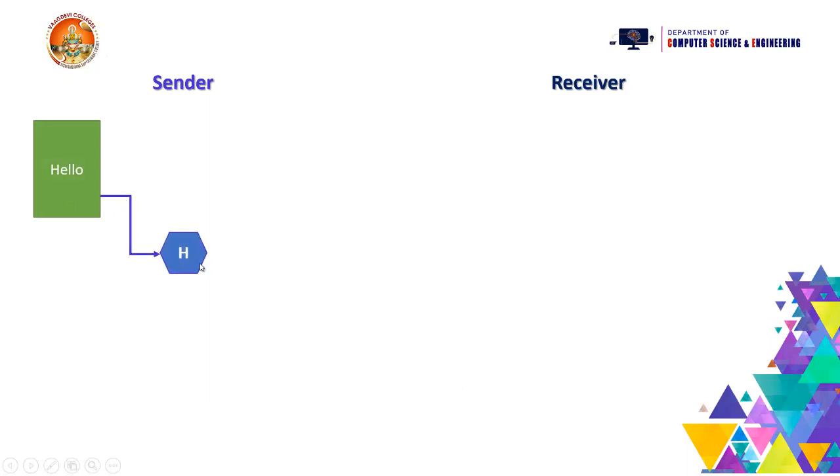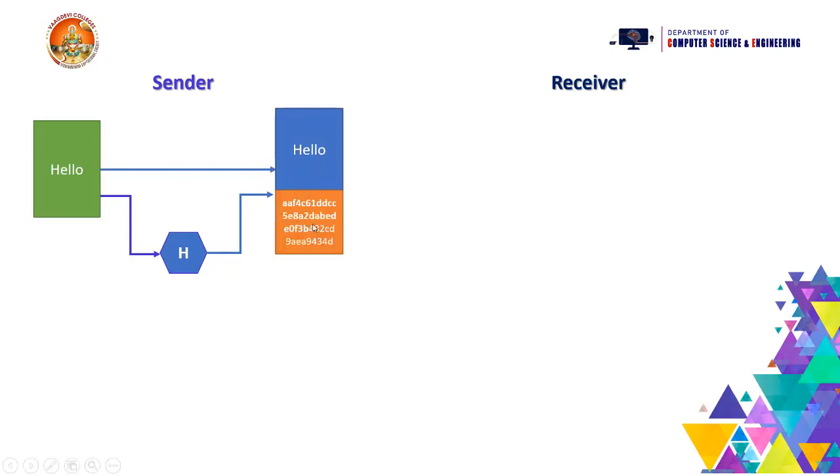Now we'll try to understand how hash functions work. Suppose there are two users, sender and receiver. The sender creates a message. That message is supplied to hash function h. This hash function h will create a hash value. That hash value and our plain text message are added. This is our plain text message and this is our hash value generated from hash function h. These two are combined and this combined message is forwarded to the receiver.